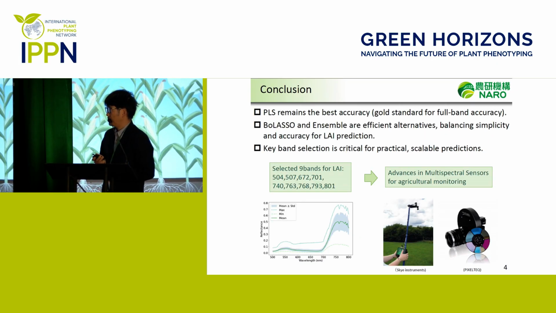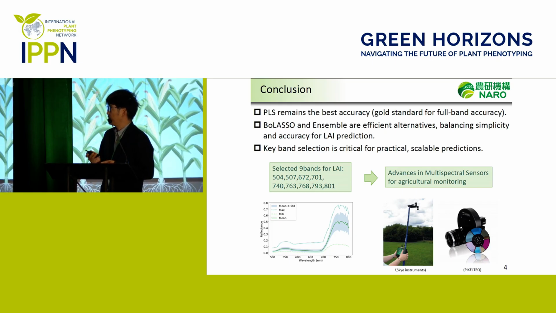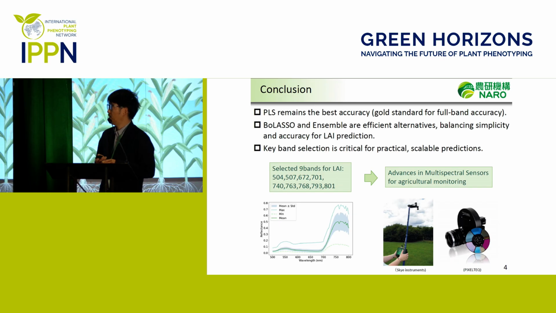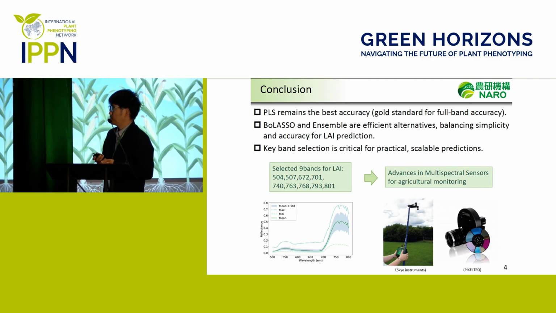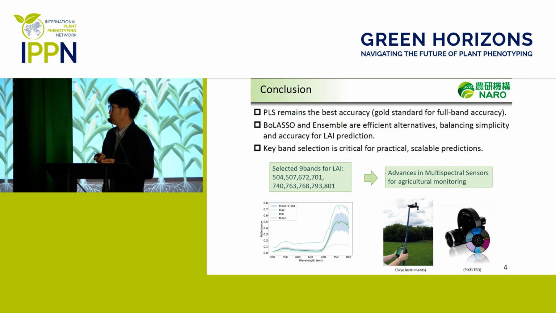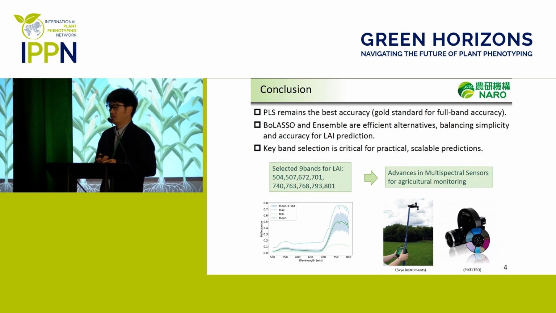We conclude that both bootstrap lasso and ensemble running present efficient alternatives to PLS by simplifying data complexity and maintaining prediction accuracy for LAI. These selected bands for predicting LAI could contribute to advances in multispectral sensors for agricultural monitoring, I believe.